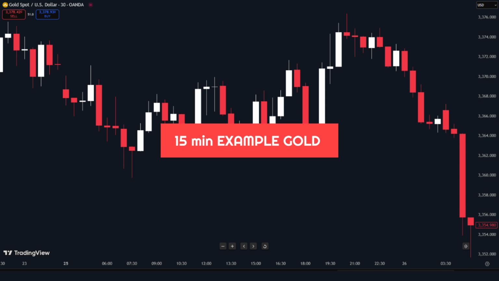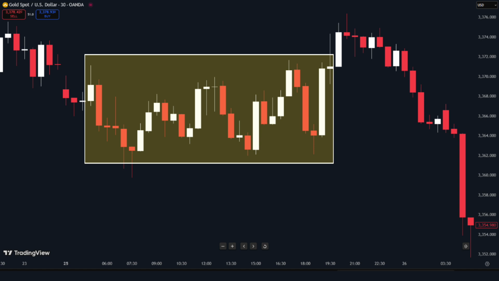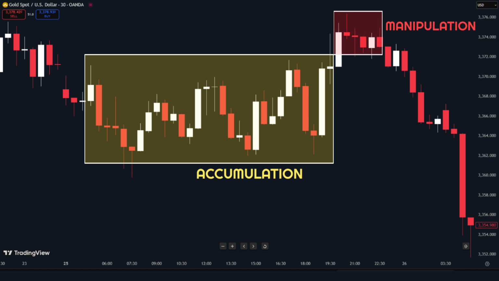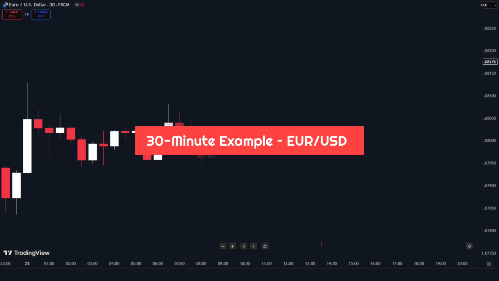15-minute example, gold. On the 15-minute chart, gold often demonstrates the power of three. In the accumulation phase, the market moves sideways, forming equal highs and lows as liquidity builds on both sides. The manipulation phase follows when price briefly breaks below the range, attracting breakout sellers. Instead of continuing lower, the market quickly rejects and closes back inside the consolidation. Finally, the distribution phase unfolds as gold surges in the opposite direction, breaking above the range and expanding with strong momentum.